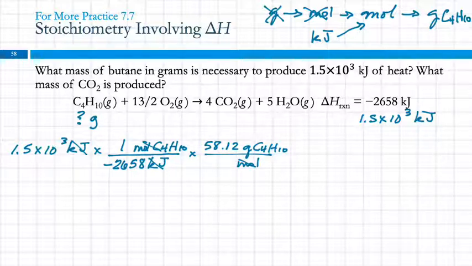So 1.5 EE3 divided by negative 2658 times 58.12 gives me a mass of negative 32.799 grams. What is wrong with that? How can you have a negative mass? You can't. So that means we screwed something up.